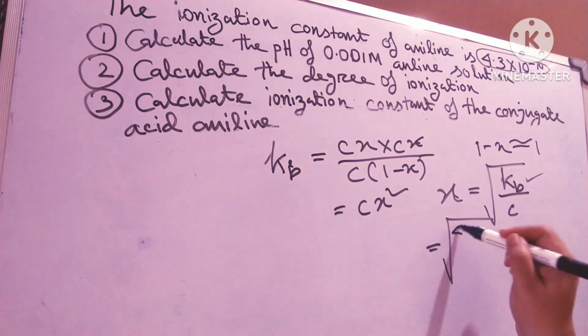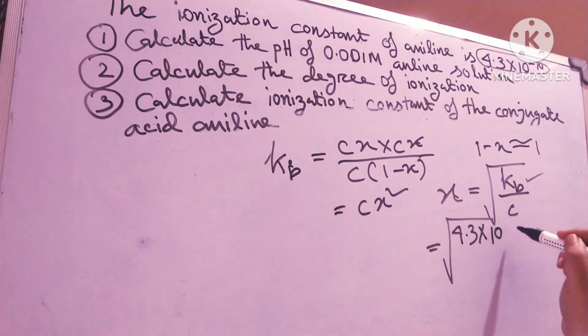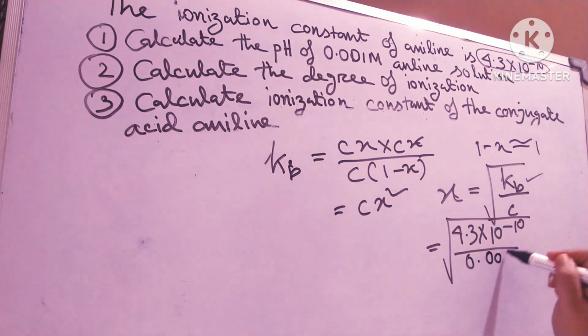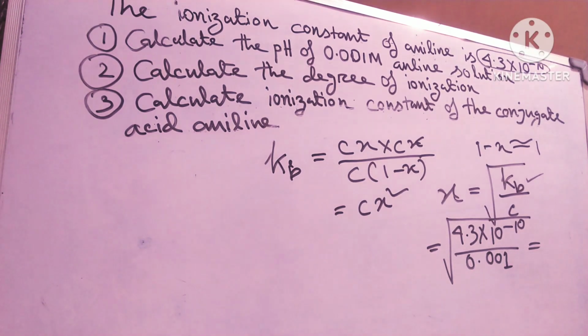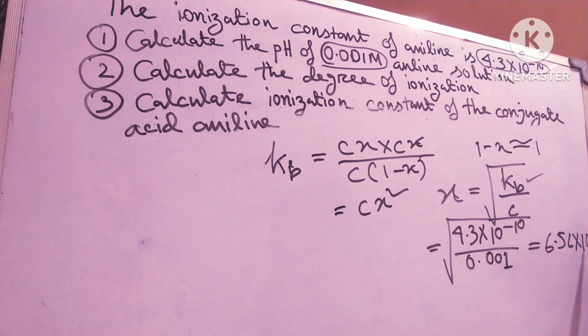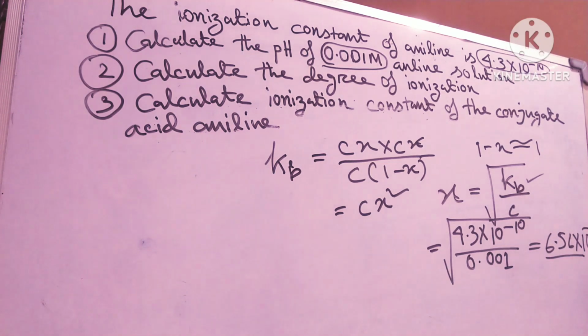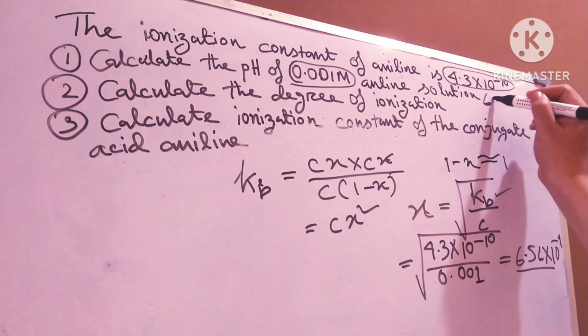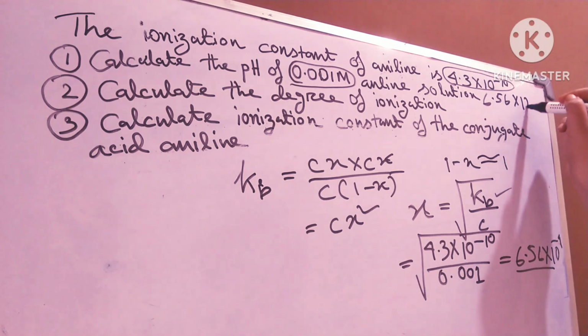So root over 4.3 into 10 to the power minus 10 divided by 0.01, because C is equal to 0.01 mole concentration, and I get the value 6.56 into 10 to the power minus 4. Please calculate; I have already calculated this, and you can check it in your calculator. So my first answer is 6.56 into 10 to the power minus 4.